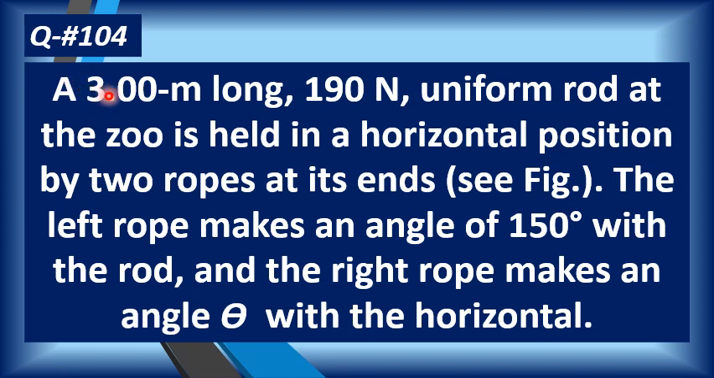The question is, a 3.00 meter long, 190 Newton uniform rod at the zoo is held in a horizontal position by two ropes at its ends. See the following figure. The left rope makes an angle of 150 degrees with the rod, and the right rope makes an angle theta with the horizontal.